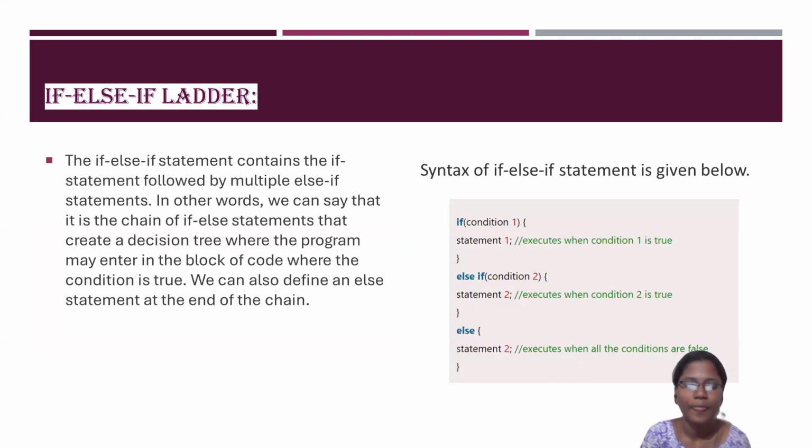else if ladder. In else if ladder, there will be one if statement, multiple else if blocks, and an else statement. Here we can perform the chain of if else statements to create a decision tree where the program may enter any block of code based upon the condition if it is true, and we can also define an else statement at the end of the chain.